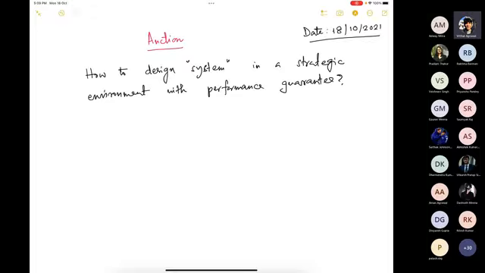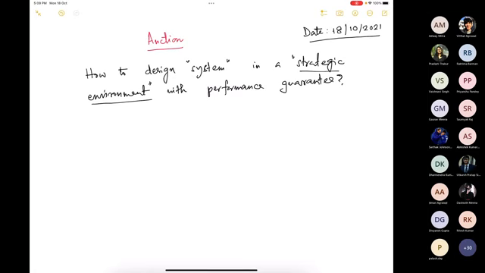Now, let me explain these phases. What do you mean by strategic environment? It means that the players are strategic in nature. They are selfish. Their goal is to maximize their utility, and they are intelligent, so they have computational power. They can compute what is best for them.